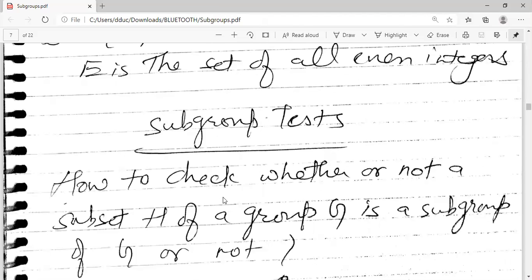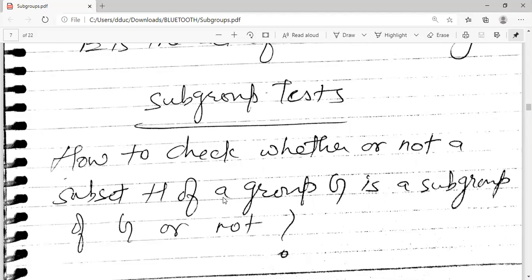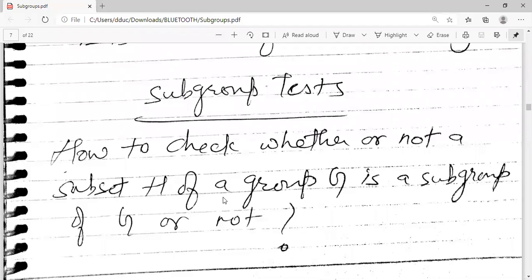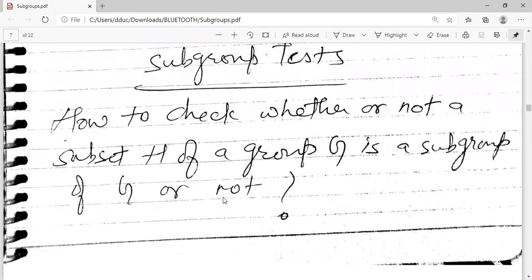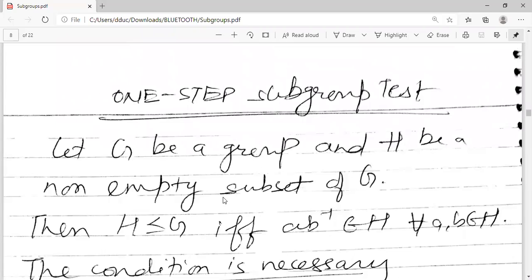Now next we are going to see the subgroup test. So how to check whether or not a subset H of a group G is a subgroup of G or not. For that we have a number of tests. So here first of all we are going to see the one-step subgroup test. So let us see this statement.